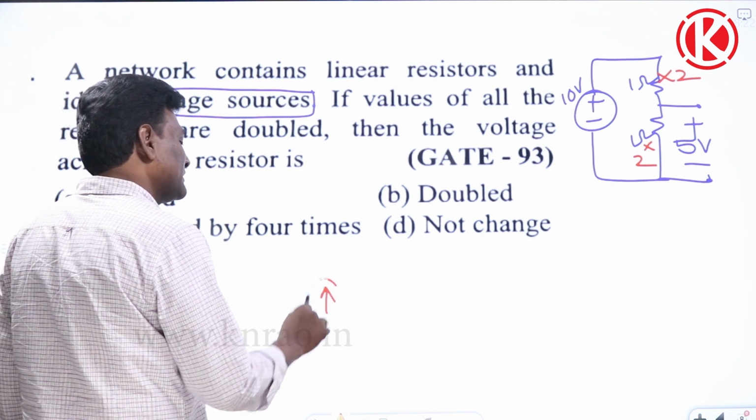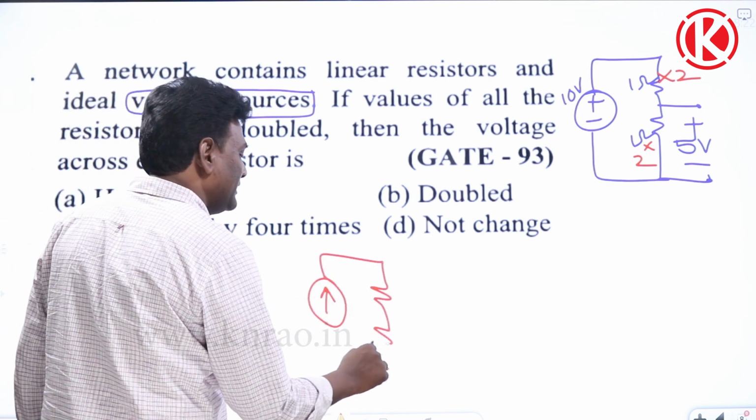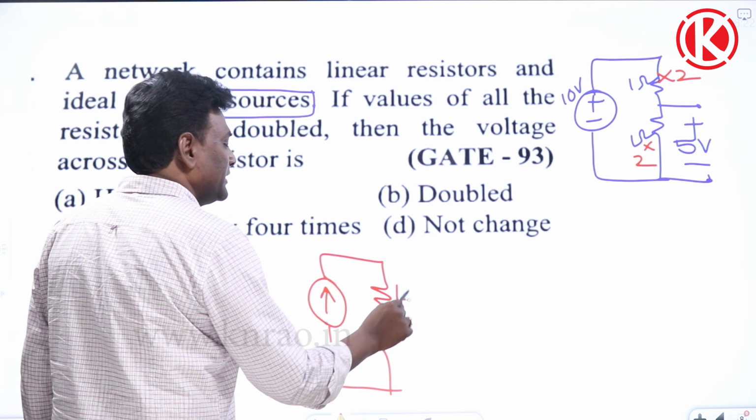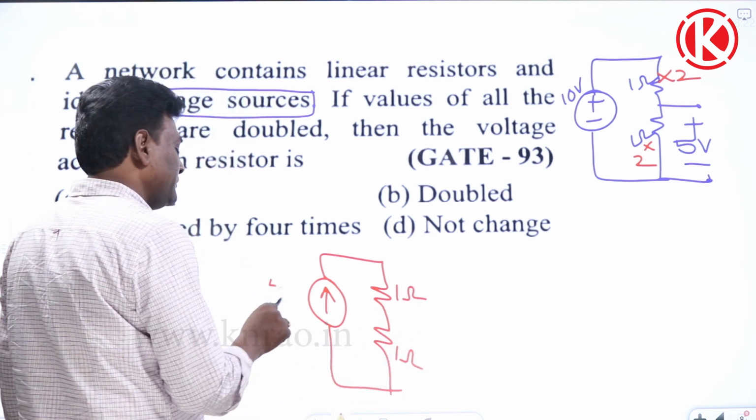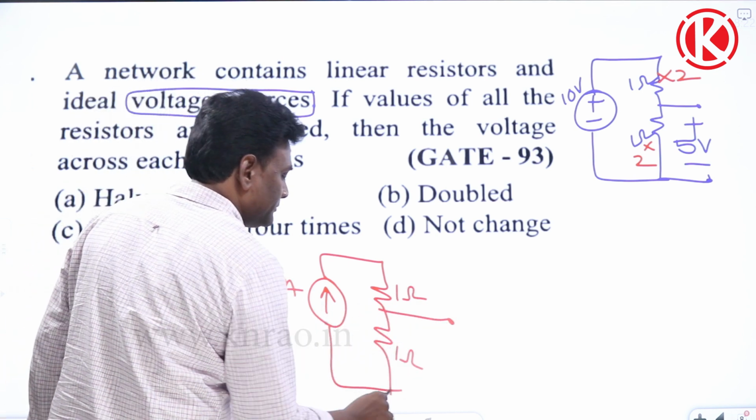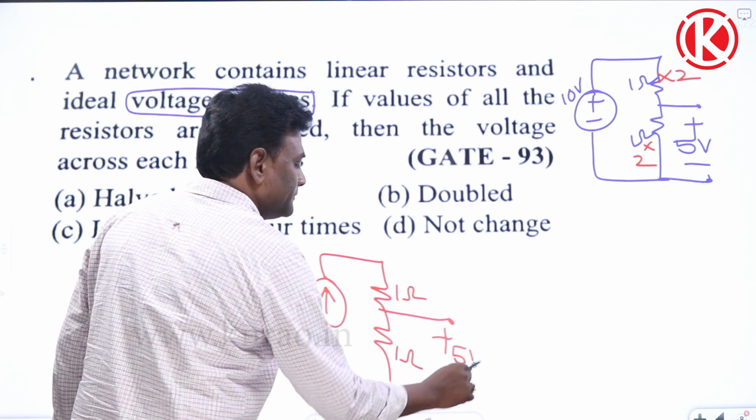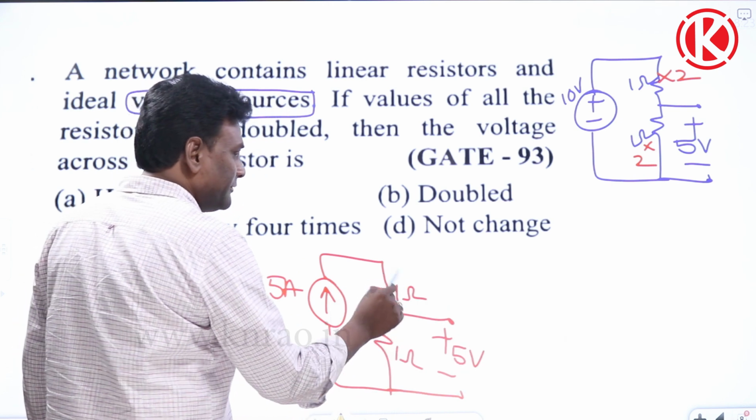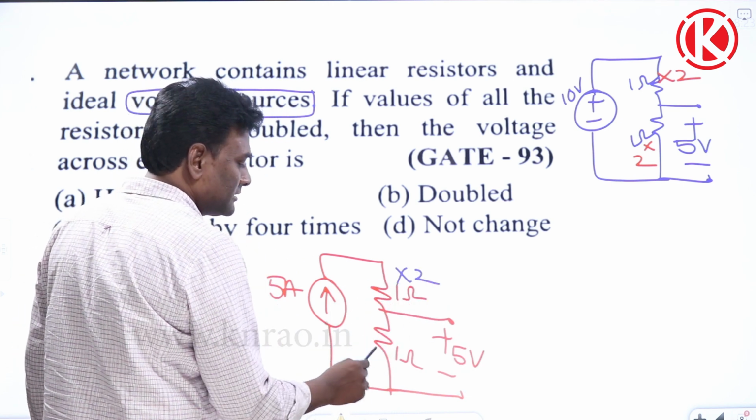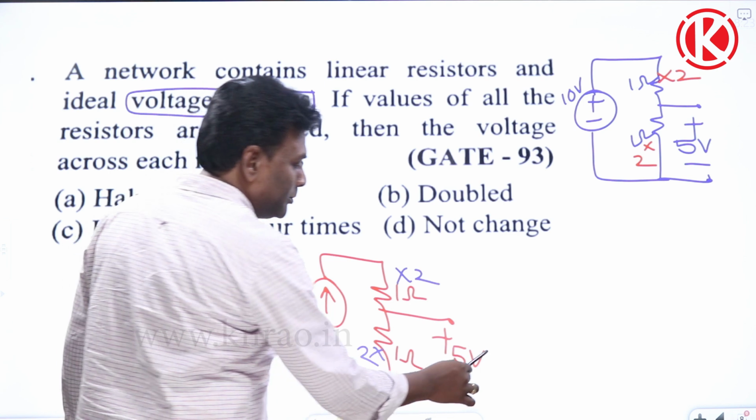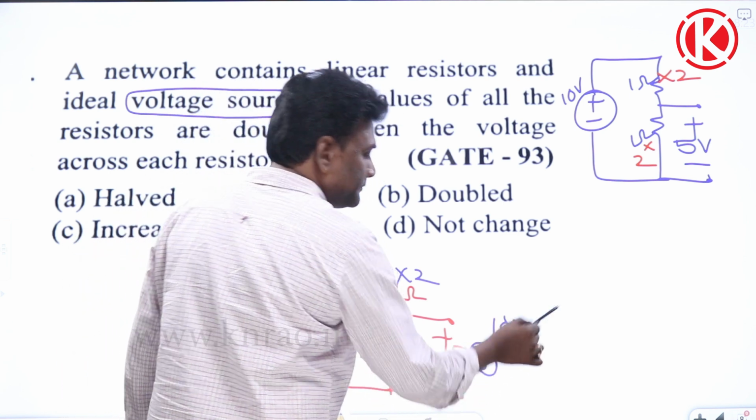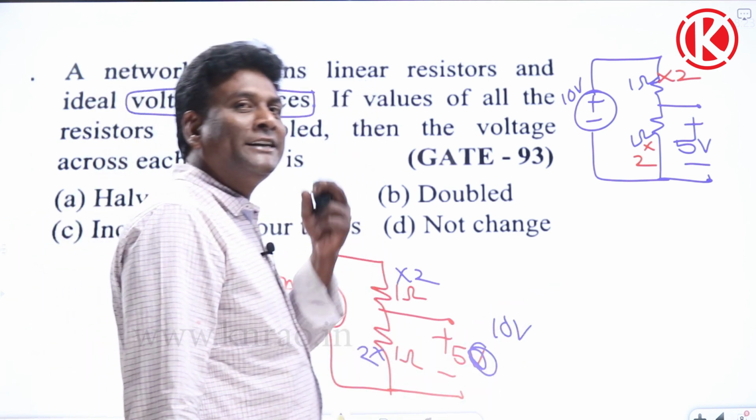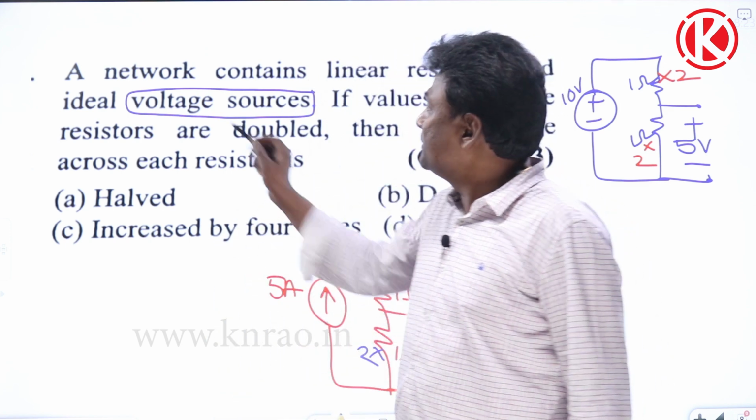Okay, but if you think of with current source, problem will be different. If I think of this as current source, that's why clearly they specified voltage sources. If I think of this as 1 ohm and 1 ohm, if I think of this as 5 amperes, how much will be the voltage? 5 volts. But if I increase the resistance here, if I double the resistance, if I do this to 2 ohm, it would be 10 volts. Right? Voltages are going to be changed, doubled. So that's why they clearly mentioned voltage sources.